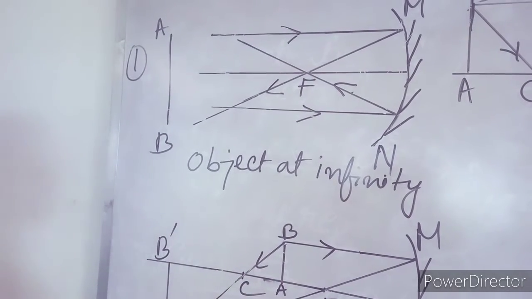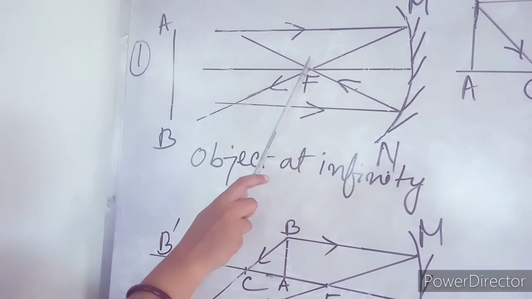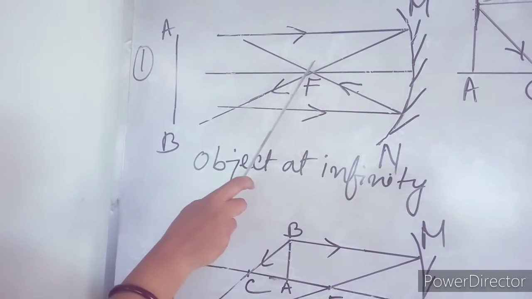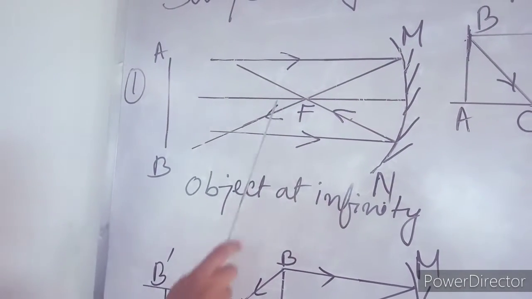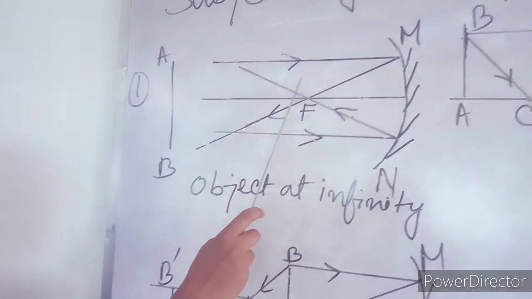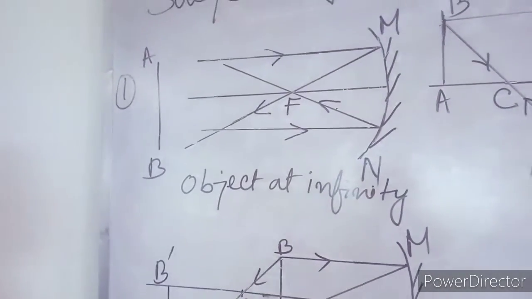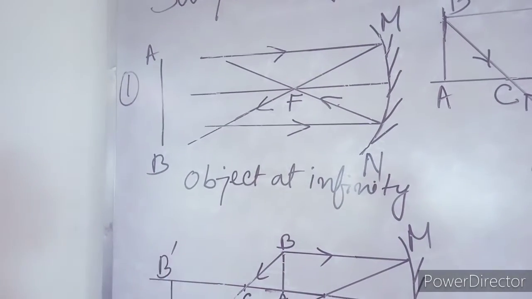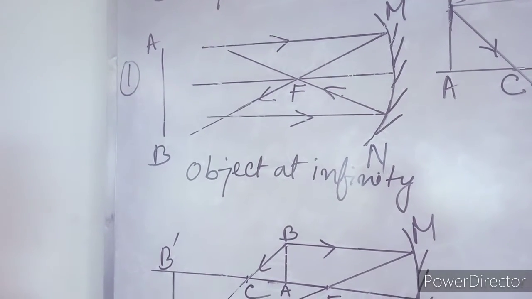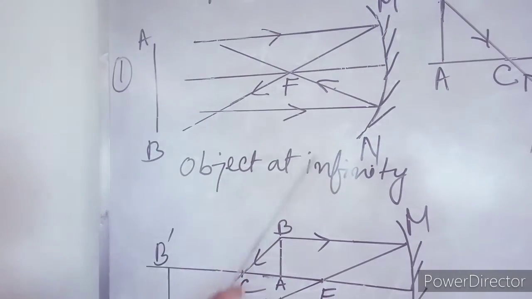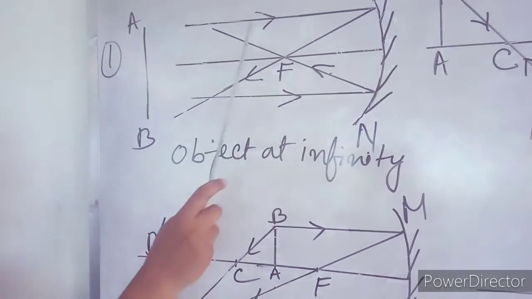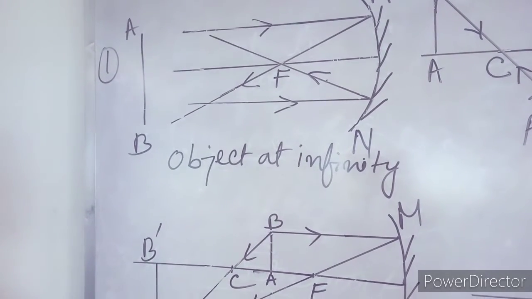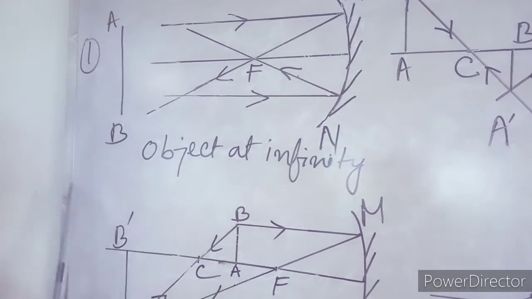Now what is the nature and size of the image? It will be very much diminished. The size is becoming point size here. It is virtual, it is erect and real. Real means it is forming in front of the mirror. When the image is forming in front of the mirror, that is a real image. So the image is real, erect, and the image is diminished, very much diminished, smaller in size. So the first case is clear.